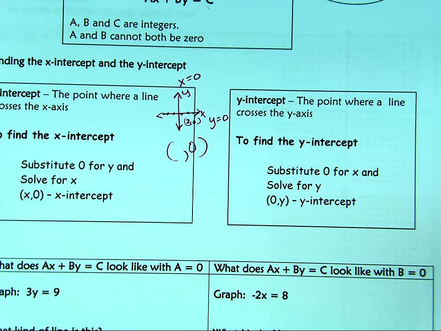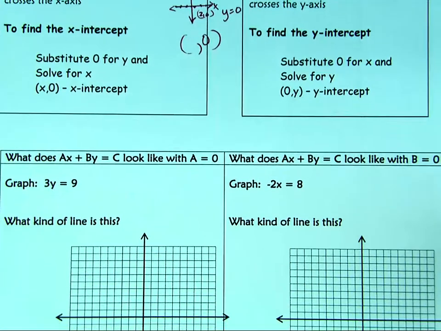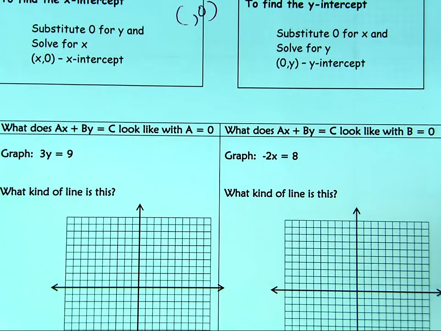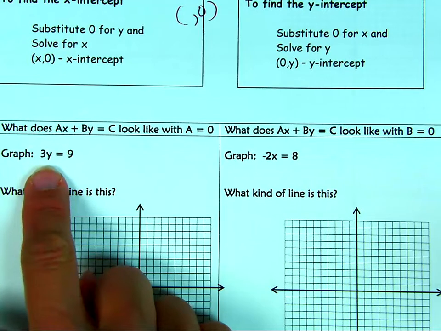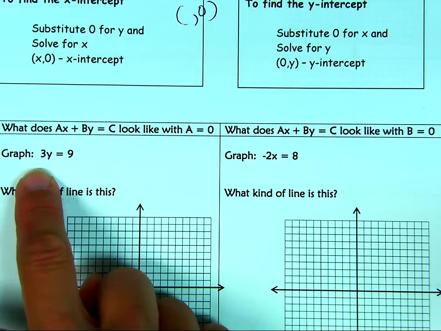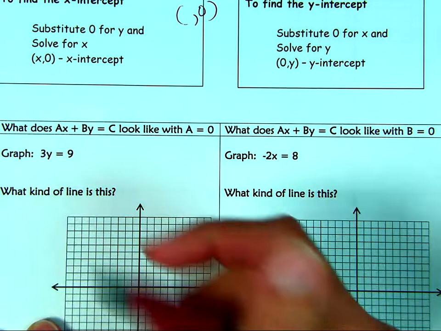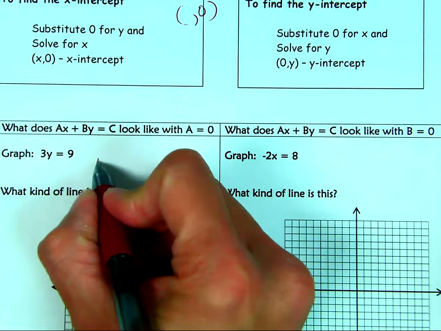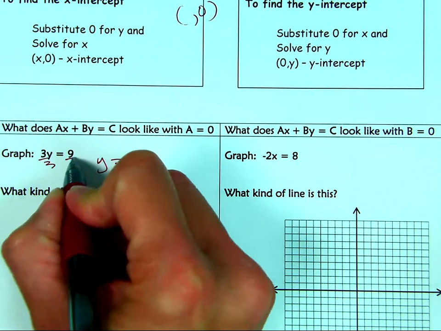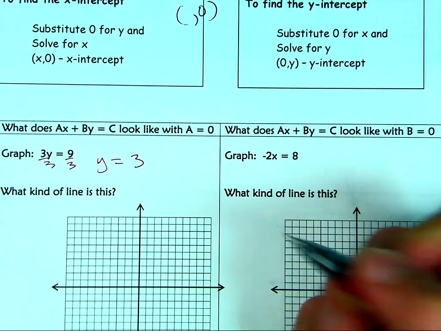So we're going to practice that a little bit in a minute, but I just wanted to show you the formula and what we do. The first thing I wanted to show you is, well, what happens when a is 0 and what happens when b is 0, and what does that look like? So notice a is 0 because there's no x, and 0 times x is 0. So how do you graph something like that? What kind of line is this? Well, first of all, I get y alone, so I would divide both sides by 3, and I get y equals 3.